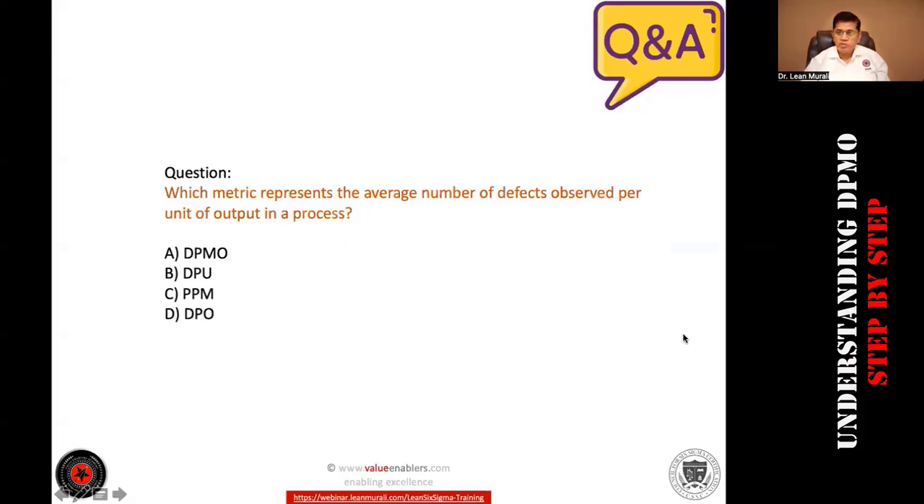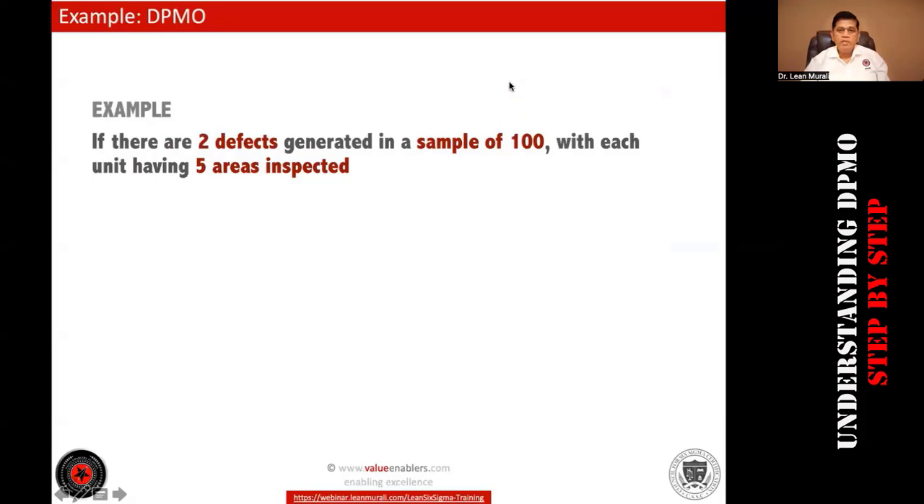Which metric represents the average number of defects observed per unit of the process? I think this is a straightforward question. There's no rocket science in this. Defects per unit, right? So an example of DPMO is, let's say, 2 defects generated in 100 units, with each of the units having 5 areas inspected. So 5 areas inspected is 5 opportunities, and the sample is 100 units.